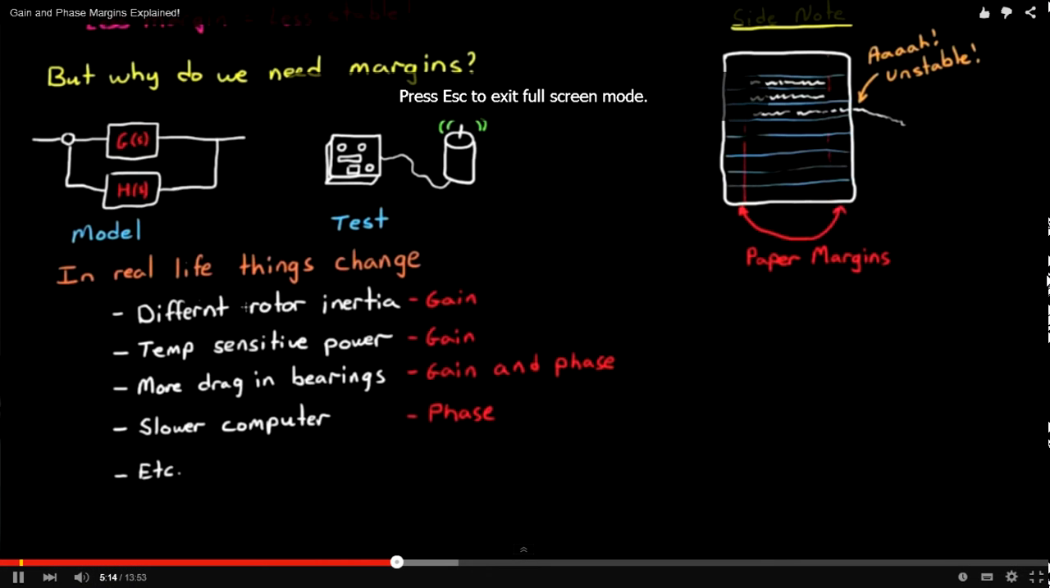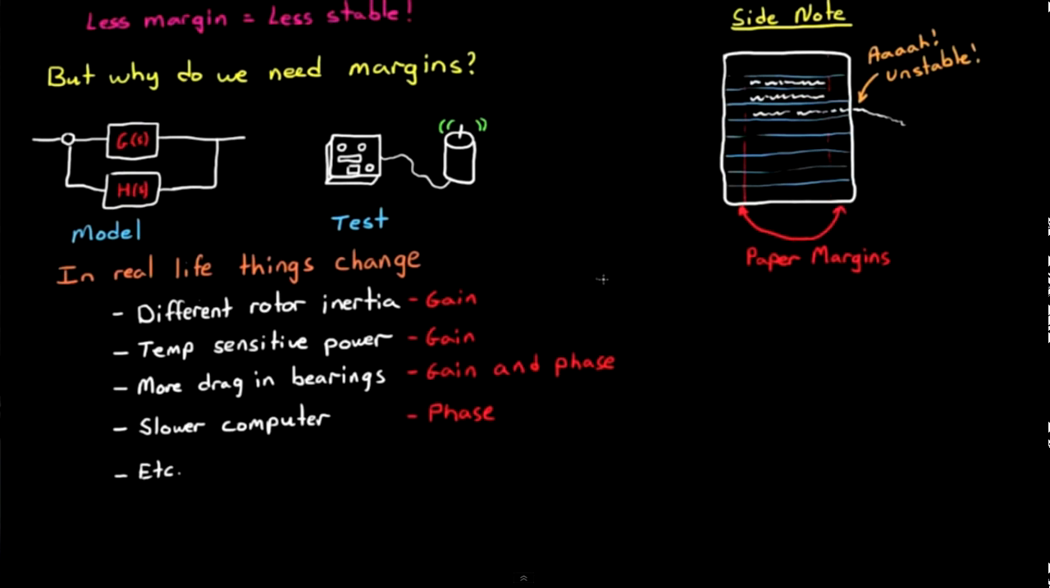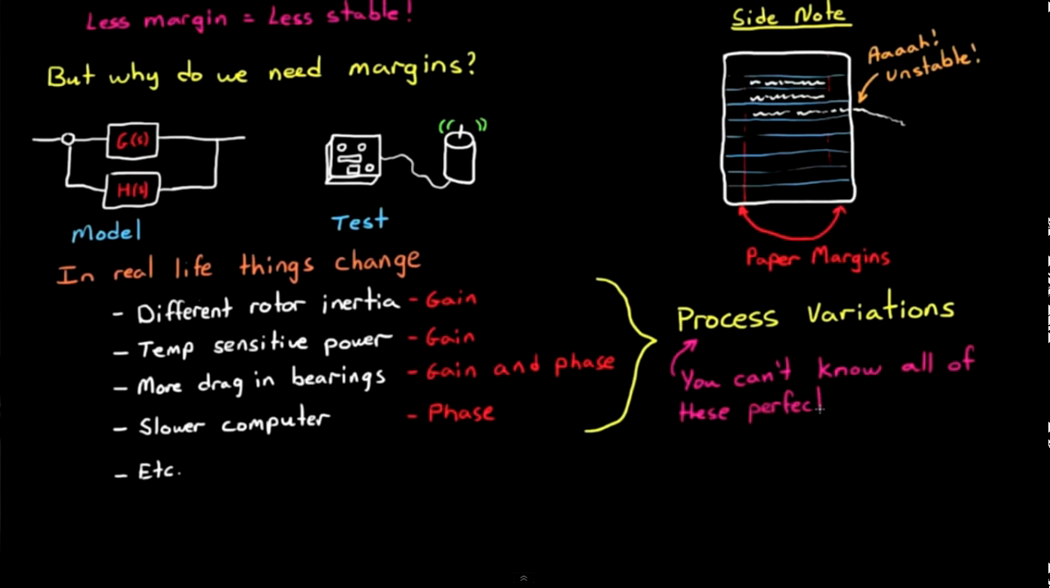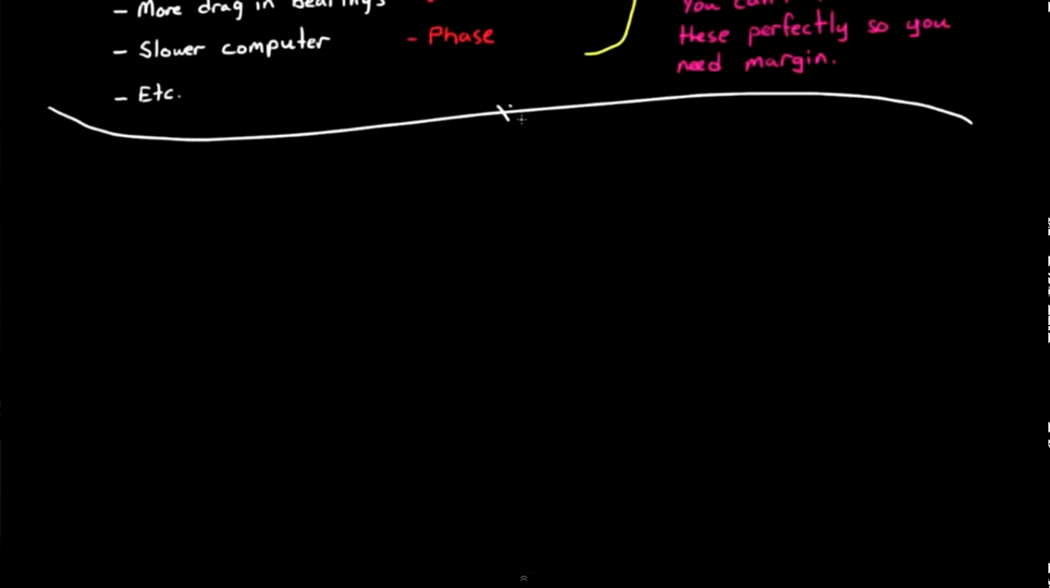Plus others can occur when you operate your controller in a real system. We call these process variations, and typically you want a design to be robust to them. You can't know your system perfectly, therefore you have to build in margin to account for it. So the bottom line is that you'll have uncertainty in how these process variations will affect your system. And the more uncertainty you have in your system, the more margin or more stability you should design in. But to really understand stability margins, we first need to understand what makes a system unstable in the first place.